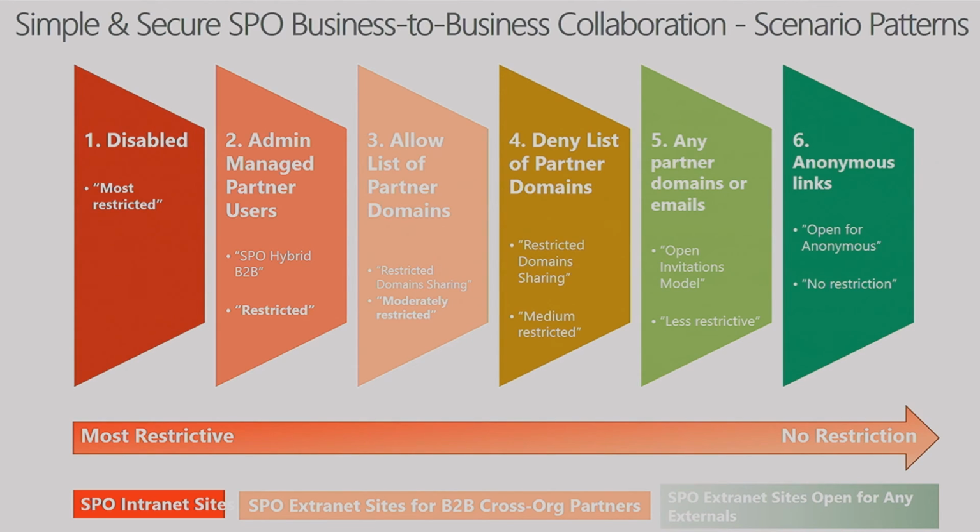Typically, the most restrictive is where you think about your intranet sites, internal-facing sites. You don't want any external collaborators being able to get in and access any of that content, right? So for those internal-facing site collections, you will prefer the first option on the spectrum. Numbers 2, 3, and 4 are really the sweet spot, where business-to-business collaboration happens and where you would configure SharePoint site collections within that spectrum.